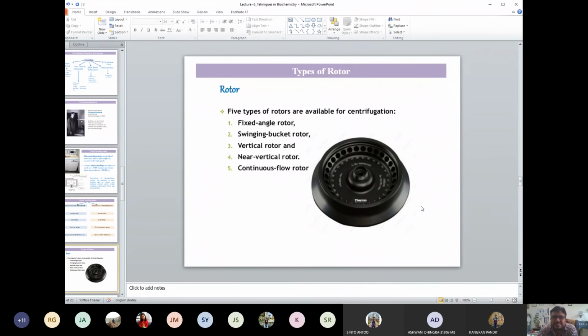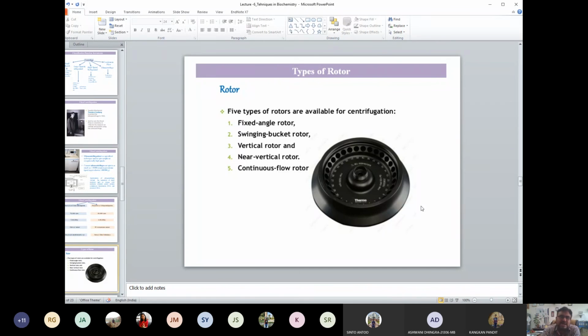The first is the fixed angle rotor. Then we have a swinging bucket rotor. Fixed angle rotor means most of the time the centrifugation machine which we are using in our lab is a fixed angle rotor, meaning it is fixed, sits in the socket, and then you can centrifuge. You cannot change the angle of the rotor which you are going to use.